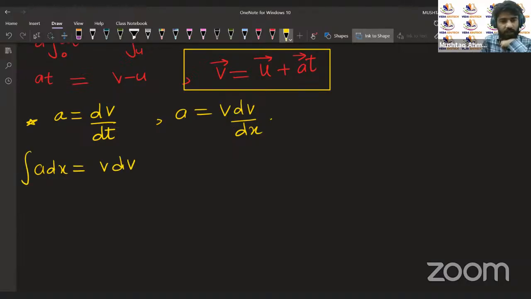Now if we integrate it, let's suppose the initial position vector was x initial and the final position vector was x final, and the initial velocity was u and the final velocity is v.